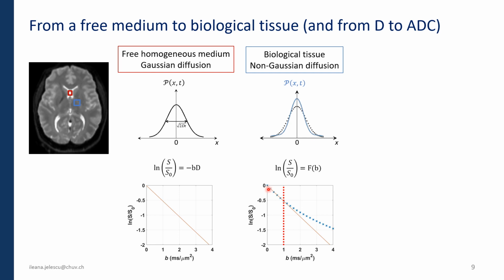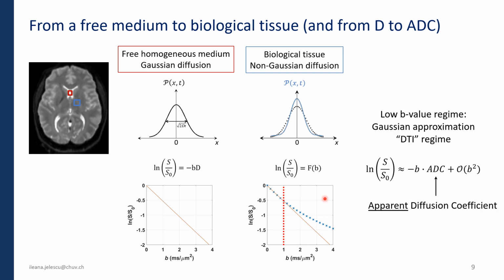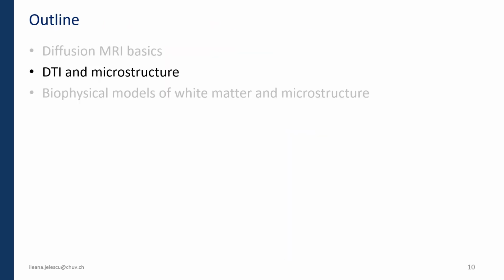even in this tissue, the decay of the signal can be approximated by a linear function, which reminds the Gaussian case. So in this low b value regime, we are in the so-called Gaussian approximation or DTI regime, where we can approximate the log of the signal to go roughly linearly with the b value, and this time the slope, so the initial slope of the decay here, we term as apparent diffusion coefficient because we are neglecting some higher order terms. Now let's go from the apparent diffusion coefficient to the diffusion tensor and see how we can relate that to white matter microstructure.